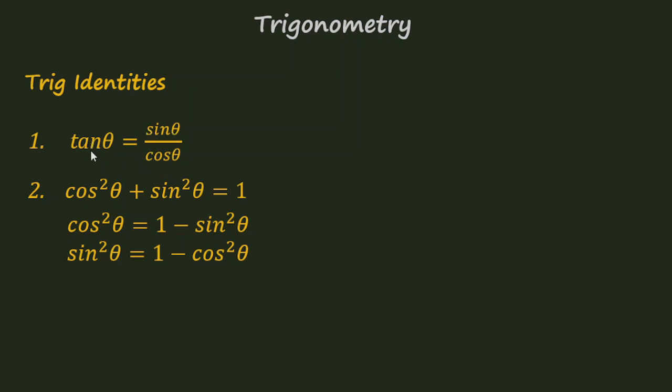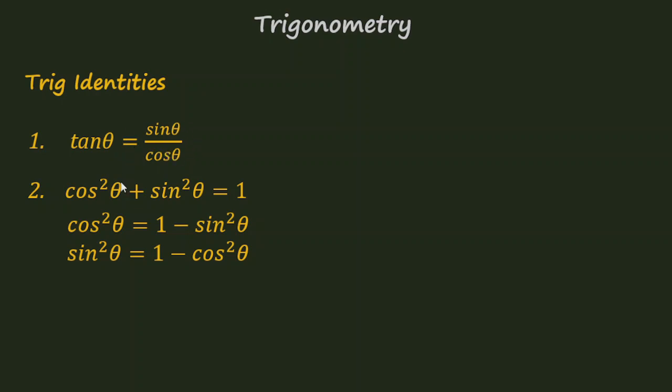So if I have the tan of 45, it will be the same as the sine of 45 over the cos of 45. If I have the tan of 30 degrees, it will be the same as the sine of 30 degrees over the cos of 30 degrees. So this is an identity, it's always true.